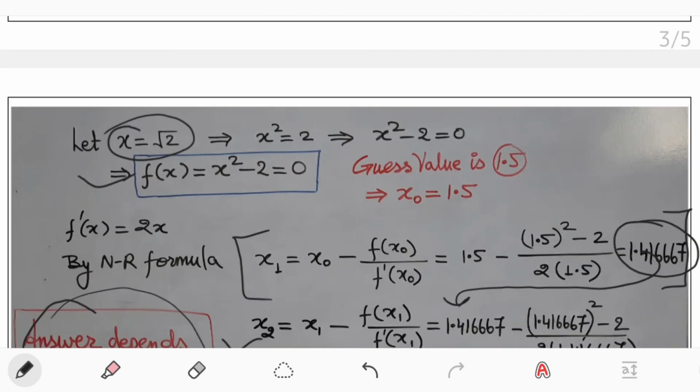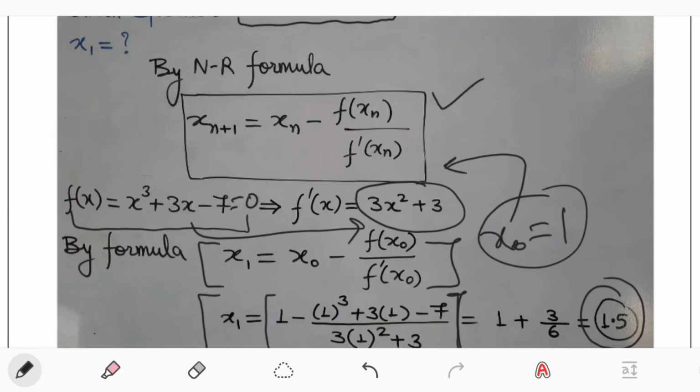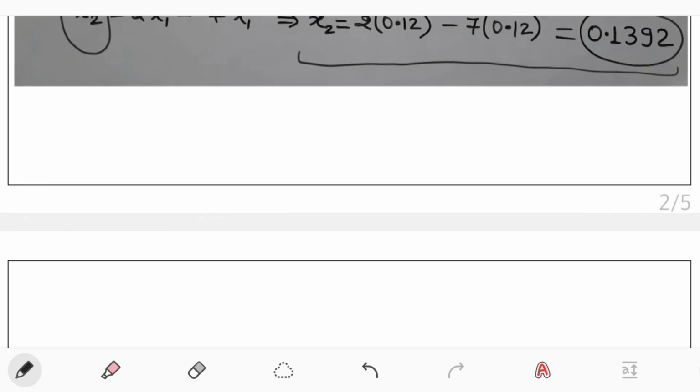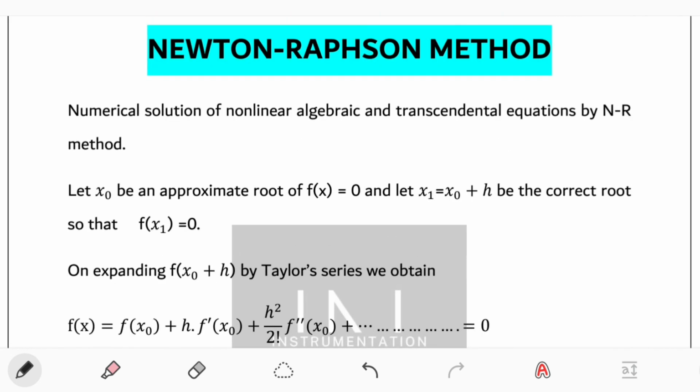Okay, so these are the three questions which I want to discuss with you guys related to the Newton-Raphson method. And this method itself is very easy. I hope you understand it. And I recommend you try these three questions on your own, and you can even try a few more questions for a better understanding of this particular concept.